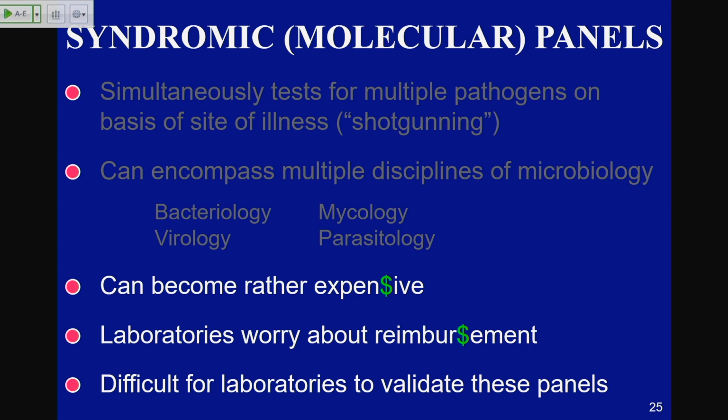Good, okay. So here's the remainder of that slide I showed to the Marquette PA students when I come talk to them. Syndromic panels can be rather expensive. Laboratories worry about reimbursement. I'm not going to get into that because there was a webinar in January from Dr. Yao that talked about that. And it's difficult for laboratories to validate tests. And some of you are already smirking in the audience, right?